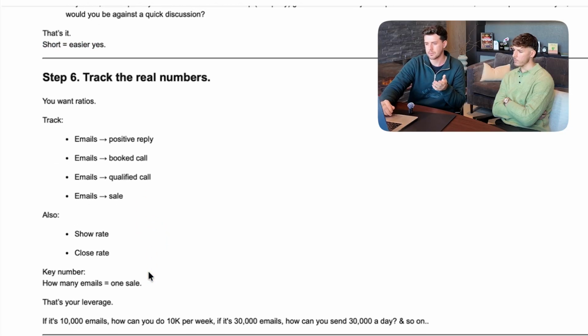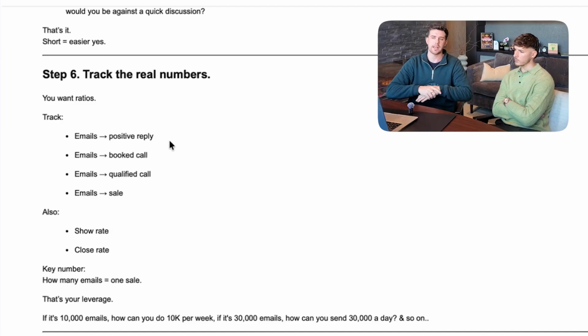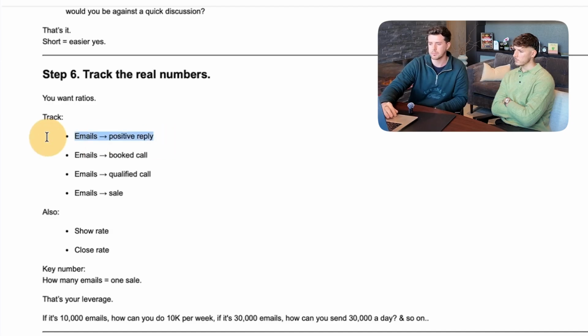And then make sure you're tracking these numbers. If you're sending out 10,000 messages a month and you've made one sale or no sales, why? Where is the drop off? Because you could change the message, but it might be that the message isn't the problem. It's the fact that it's all hitting the inbox or not hitting the inbox. So tracking these numbers is going to be massive.